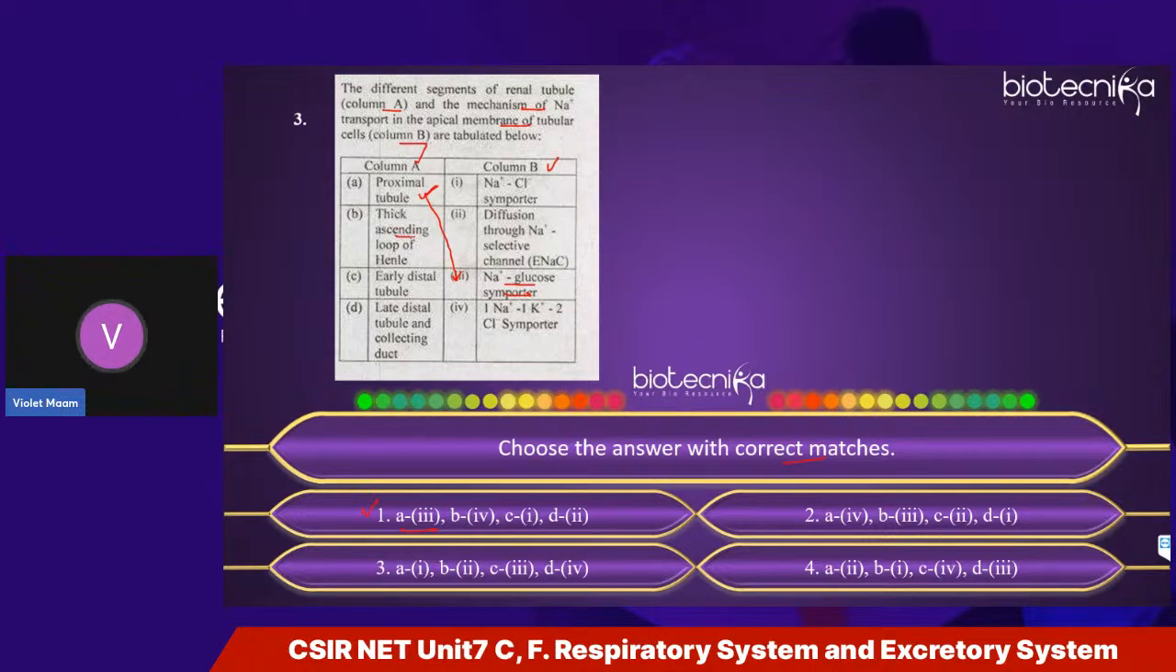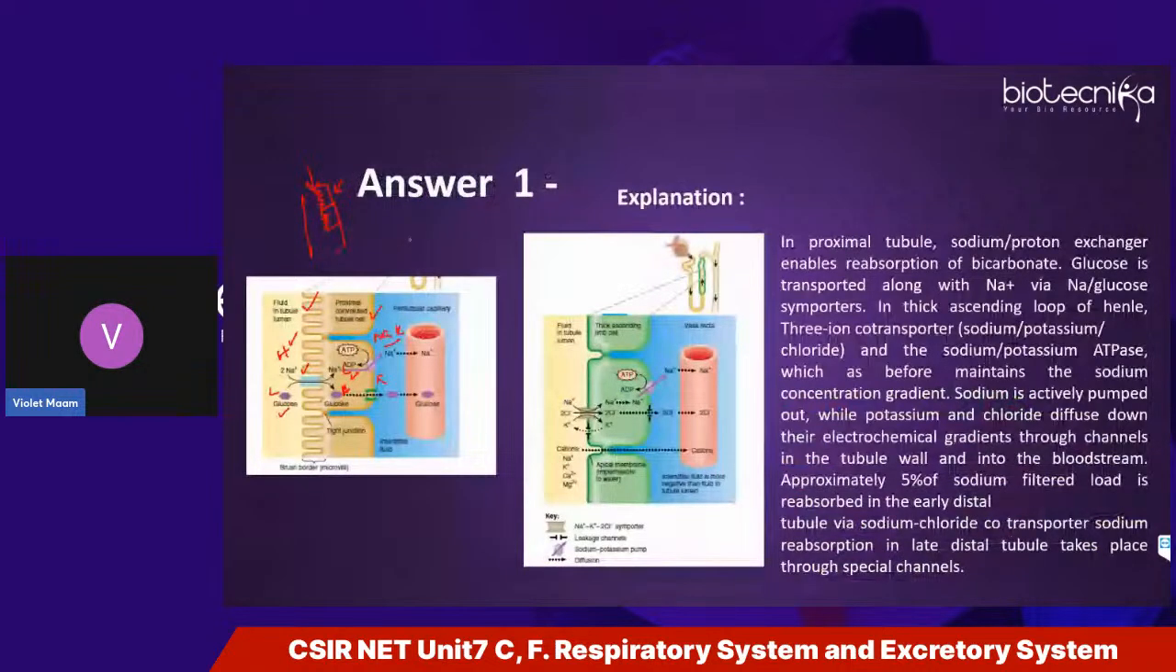So B is thick ascending loop of Henle. This is the thick ascending loop of Henle, the green part that you can see. Here you have the 1 sodium, 2 chloride, 1 potassium symporter, because all the ions are moving in the same direction. Sodium will move inside the tubule cell. At the basolateral surface, there is the sodium potassium ATPase pump. With the hydrolysis of ATP through active transport, sodium will move into the interstitial fluid, and again through diffusion, it will move inside the vasa recta.